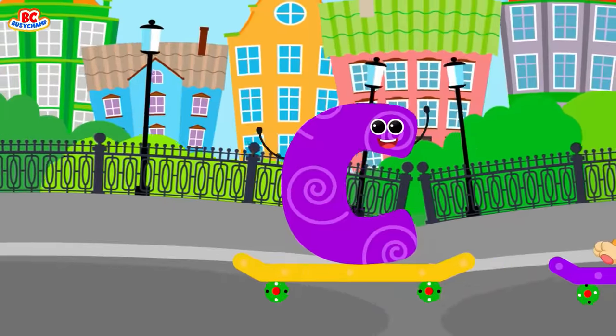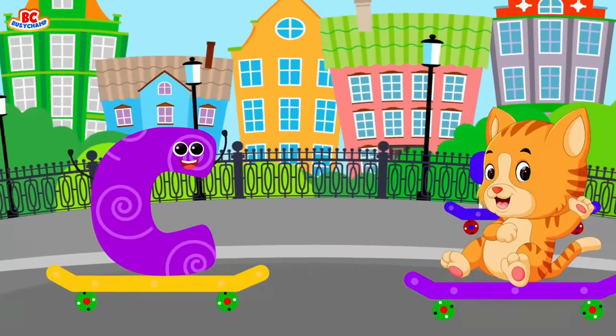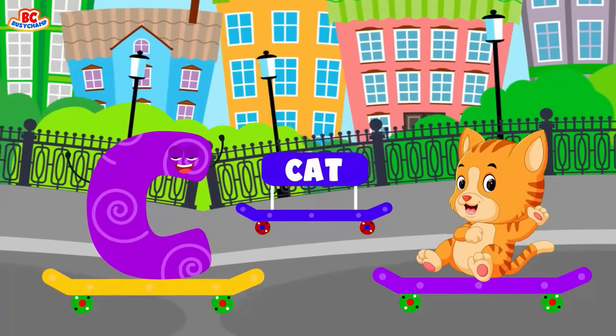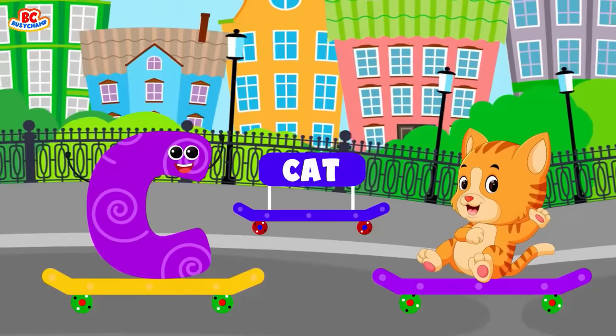C. The cat is coming behind C. Cat. C for cat. C. Cat.